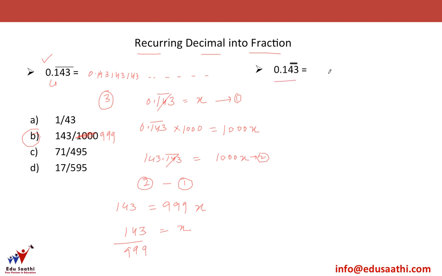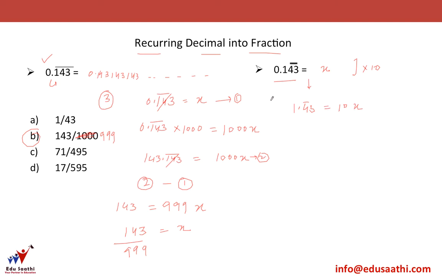The second question here. Here what we notice is that the bar does not start right after the decimal. Again, I'll equate 0.143 bar to x. The first thing you do in this type of question is bring the bar right after the decimal place. So I multiply this equation by 10. This gives me 1.43 bar is equal to 10x.